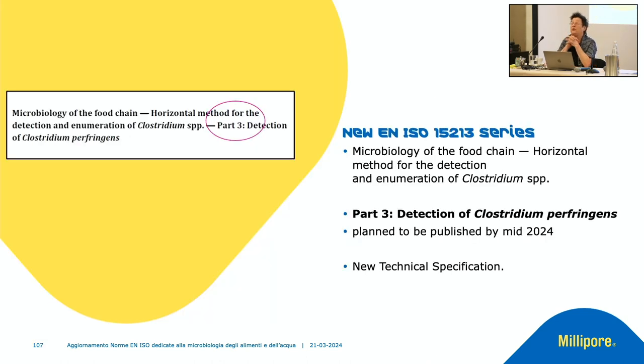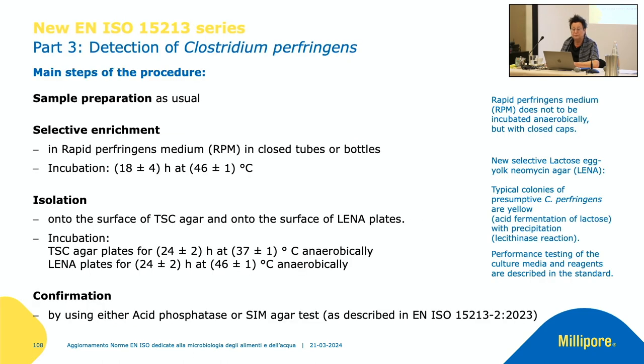What about the detection of Clostridium perfringens? This was also a request often asked for specific raw materials, for example. So we tried also in ISO to develop a new part 3, which will be published by mid of the year as a new technical specification for detection of Clostridium perfringens.